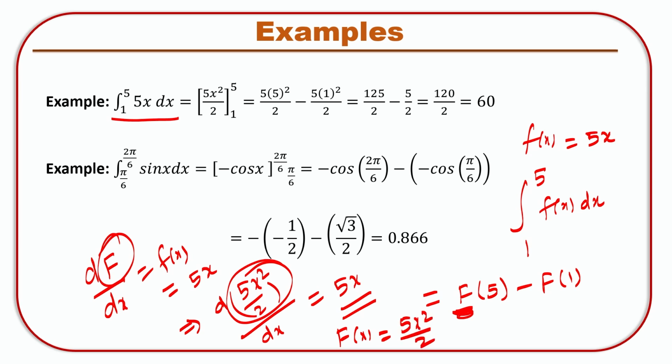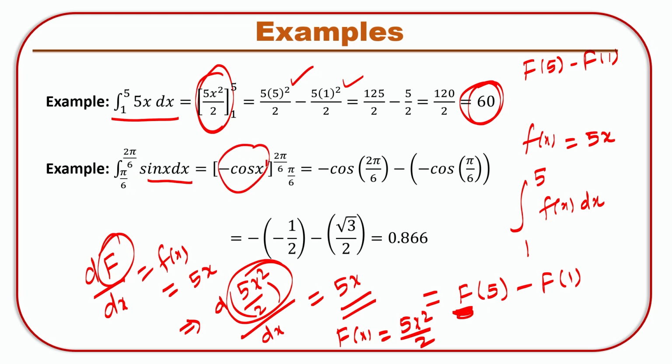That is how the idea evolved with time for definite integrals. So I have already found that capital F is equal to 5x squared by 2. So I will find capital F(5) minus capital F(1). Putting in all these values, you will find 60 is the answer. Once you find the capital F, it becomes easier to find the value of F(b) minus F(a).